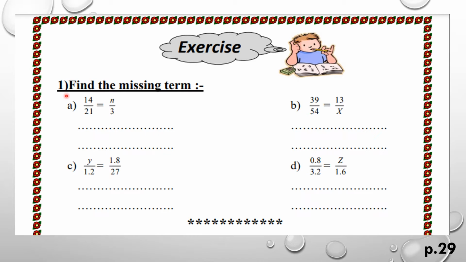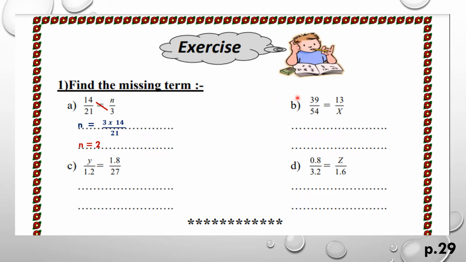Page 29. Number 1. Find the missing term. Letter A, 14 over 21 equals n over 3. We need to find the value of n. We are going to find the missing term by using cross multiplication. So we need to search for a completed cross. Here, where is the completed cross? 14 and 3. Can we use 21 and n as a completed cross? Of course not. We don't know the value of n. So to find the value of n using cross multiplication, what should we do? n equals 3 times 14 over 21. On your calculators, the result will be 2.